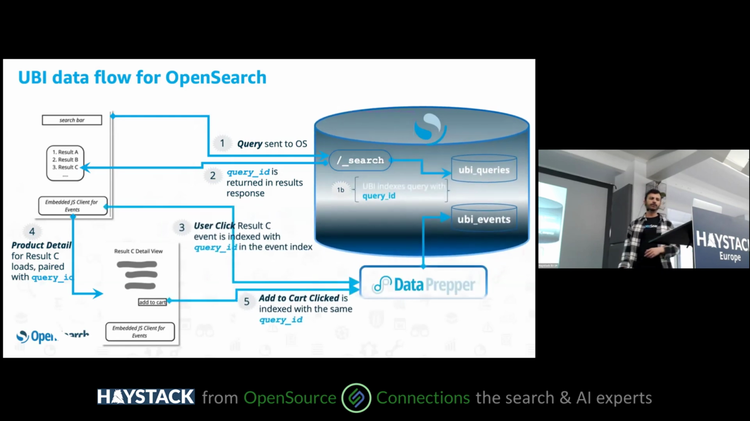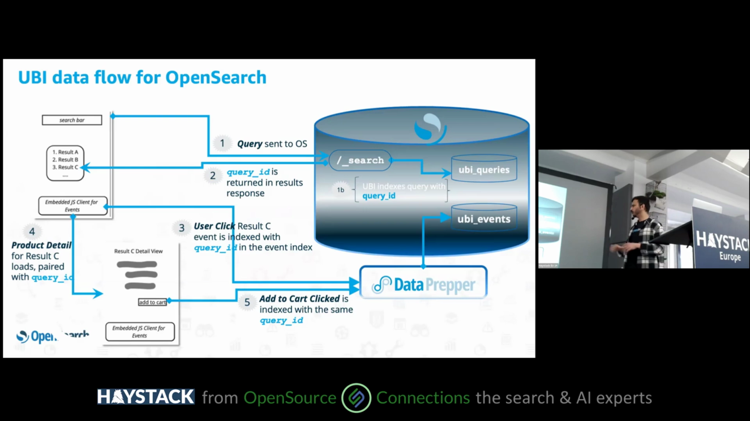But in order to scale, instead of sending the client-side information, the events information, directly to OpenSearch, you can use a staging Data Prepper. Data Prepper, if you do not know, is a lightweight data processing tool in the OpenSearch ecosystem. So you can go via Data Prepper, batch it up, and then put it to the UBI events index.